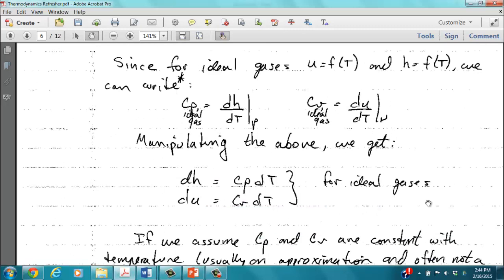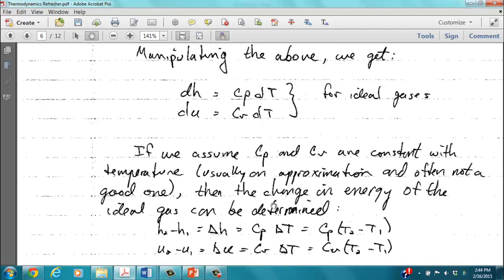So the reason why this is important is because we can use these two definitions for Cp and Cv to calculate the change in enthalpy and change in internal energy of ideal gases. In other words, we can say that the change in enthalpy of an ideal gas is its constant pressure specific heat times its change in temperature, and the change in internal energy for an ideal gas is its constant volume specific heat times its change in temperature. Now, in order to determine delta H and delta U for an ideal gas, right, we would write an integral here and write an integral here.